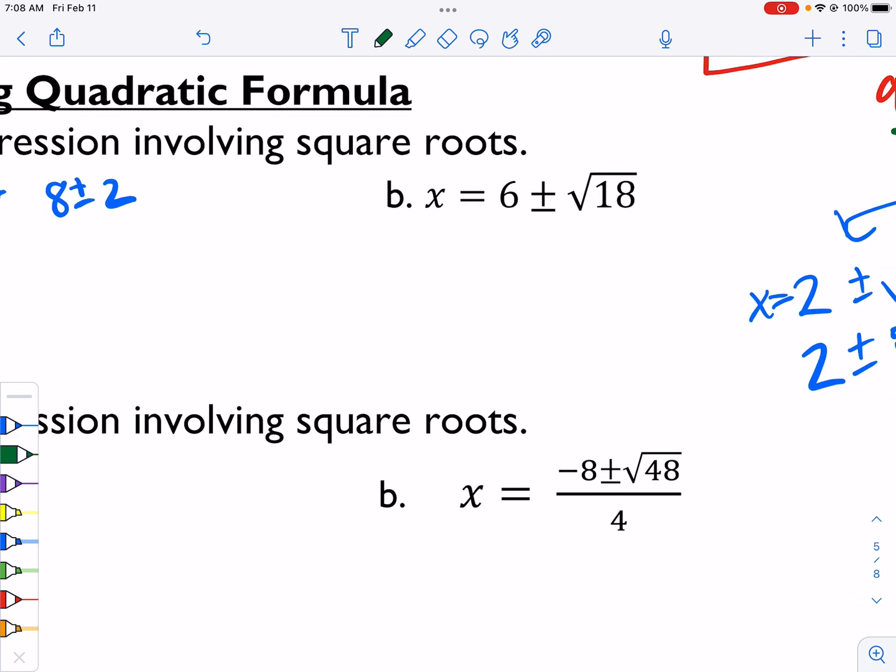Try this one on your own. Pause the video, and then when you are done, unpause.